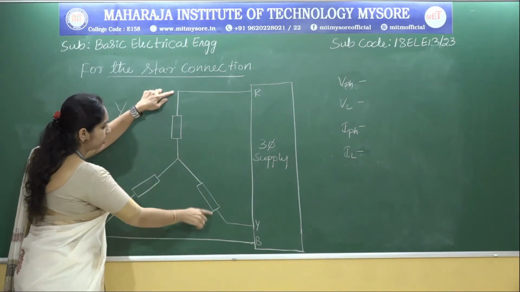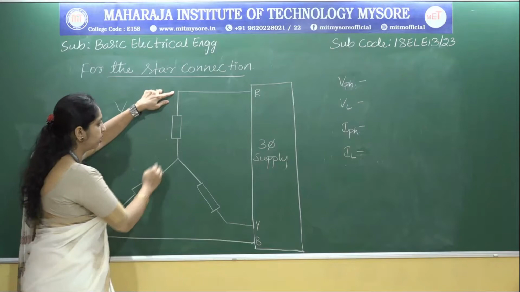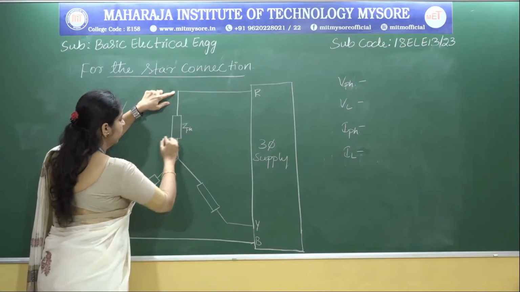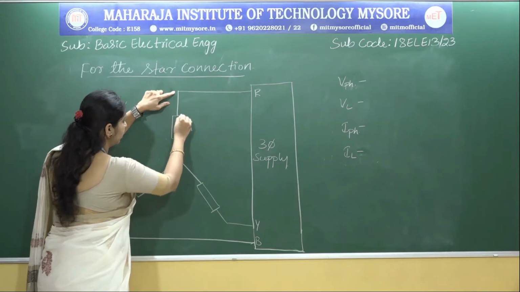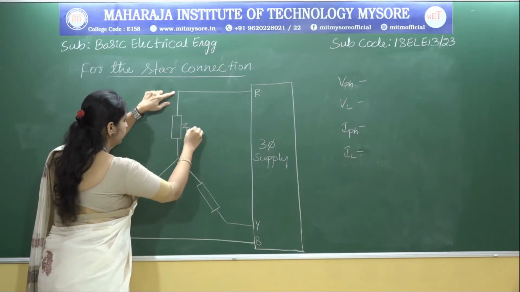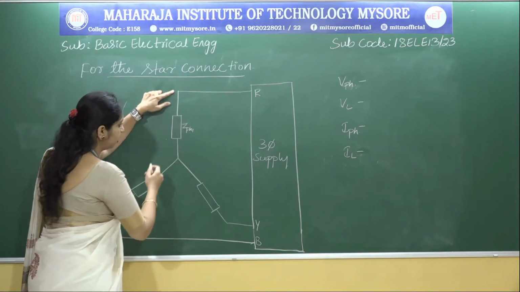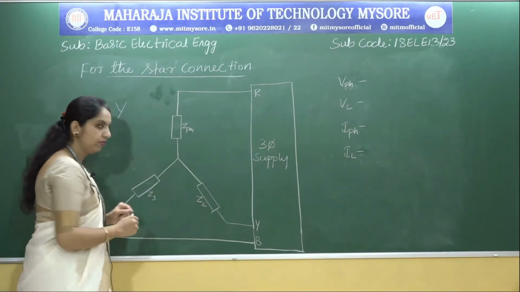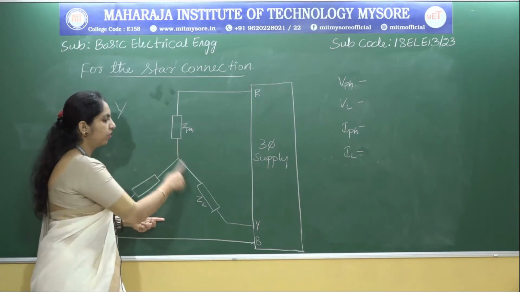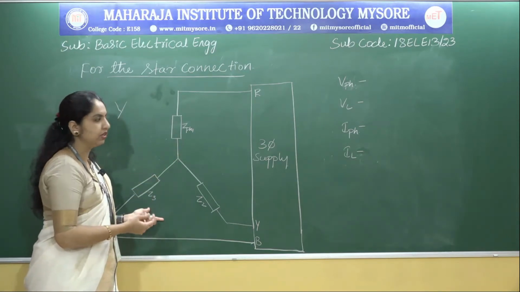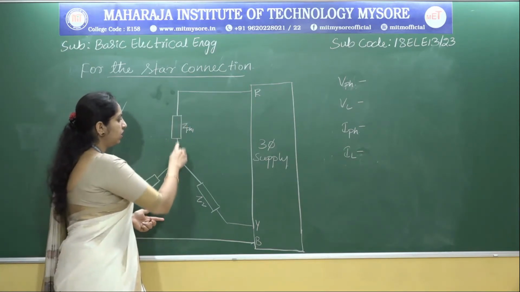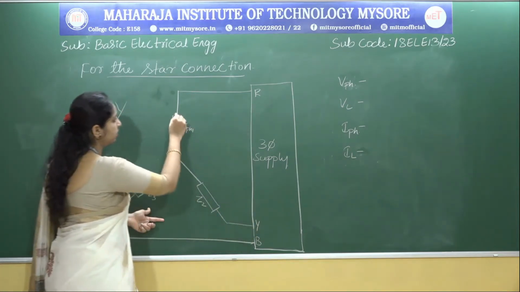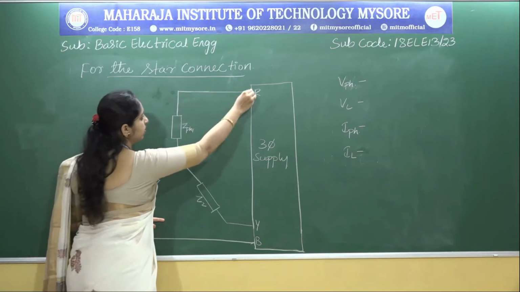Now the connections are made in this form, in star connection, and we call this ZPH, or load impedance. We can have Z1 and similarly Z2 and Z3. So we have three loads, or three impedances, and these three load connections are given to the three-phase supply. You can just observe, this point is given to this R.